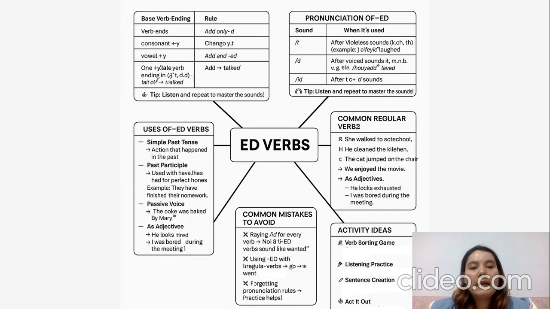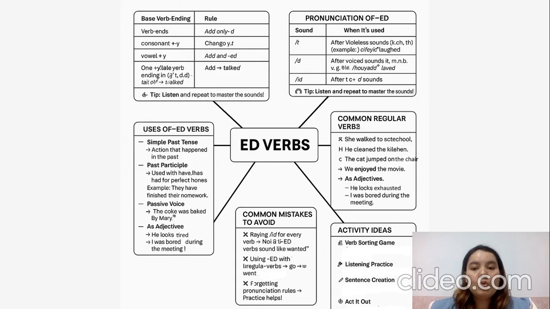For example, play, played. Some verbs with a short vowel and consonant require doubling the final consonant before adding ed. For example, stop, stopped. And we use adverbs in different situations to talk about the past, simple past, to form perfect tenses with have, has, had, past participle, in passive voice, and also as adjective.